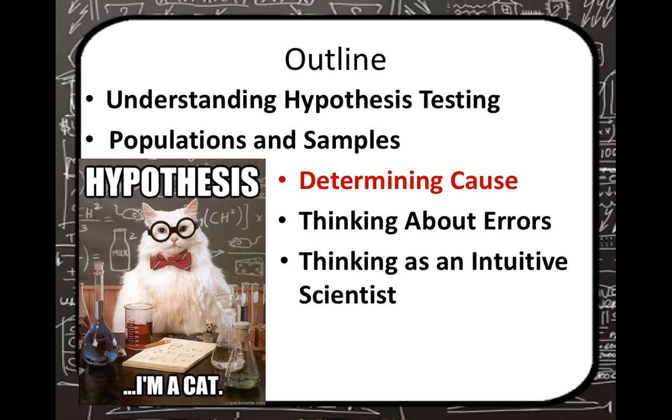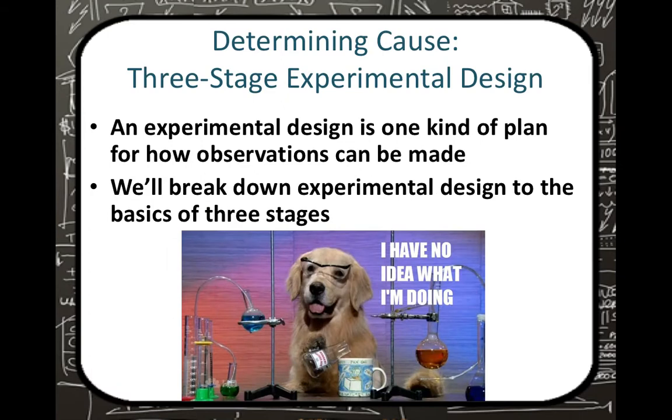So if we can directly control those variables and manipulate those variables, that's one way. That's the best way of systematically working with them to determine cause. But if you can't do that, what do we do? Right.